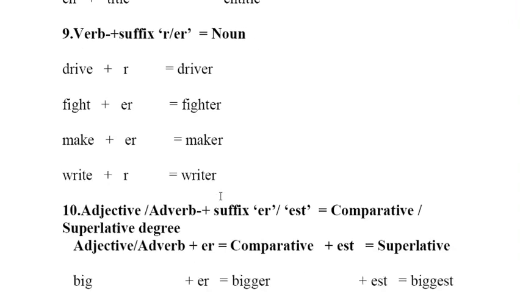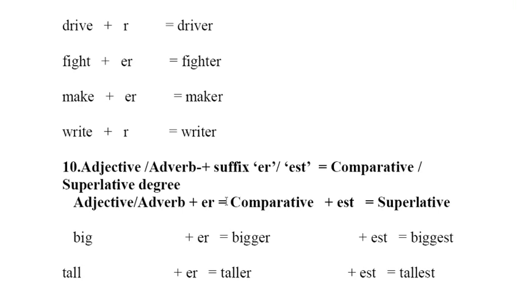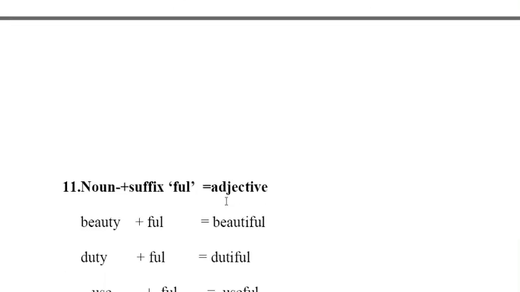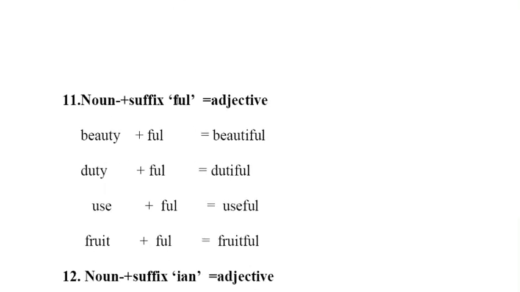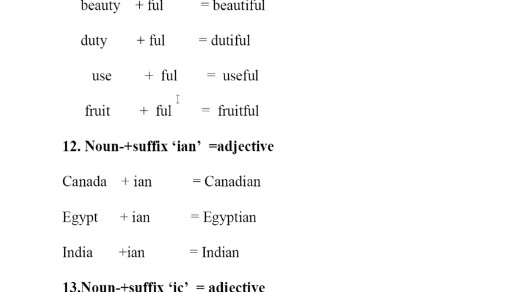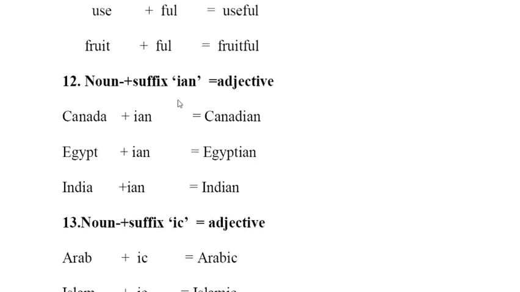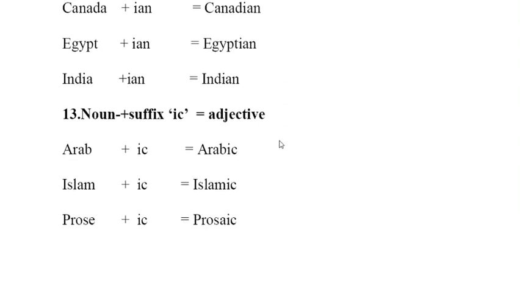Then rule 10 we learned: er and est are added with an adjective or adverb and they become comparative and superlative, like bigger, biggest, taller, tallest. Then we see full is added with a noun and it becomes an adjective. Beauty plus full, beautiful. Duty plus full, dutiful. And ian is added with a noun and it becomes an adjective. Canada plus ian, Canadian. Egypt plus ian, Egyptian. Noun plus suffix ic, adjective. Arab plus ic, Arabic.